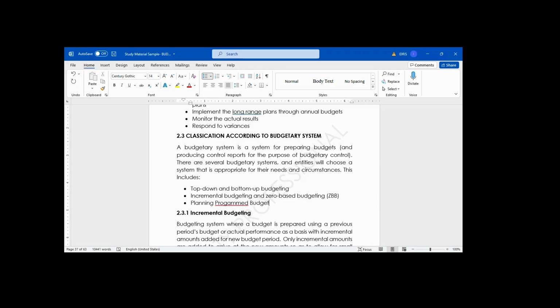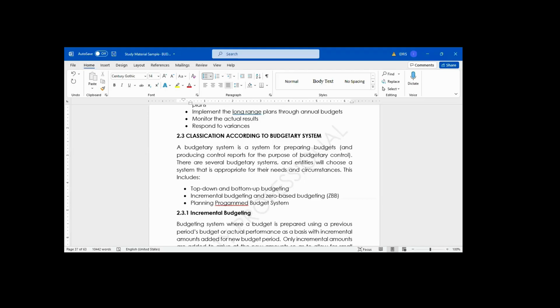So we have zero-based budget, we have incremental budget, we have top down and bottom up budget, we have planning program budget system. But today I want to look at incremental budget. That is what we want to look at today. What do you understand by incremental budget?